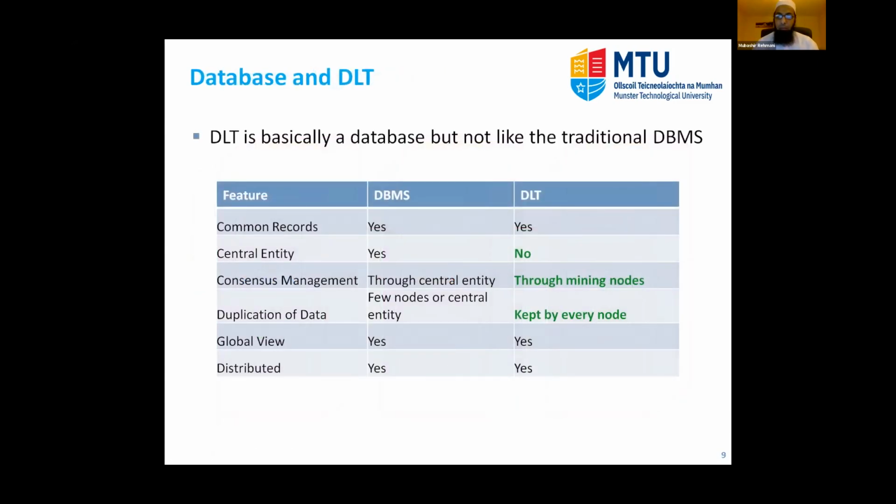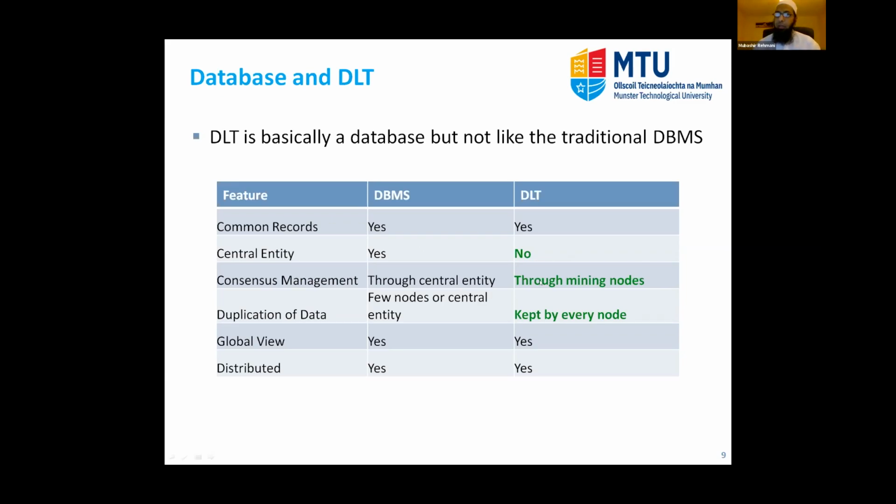So as I was mentioning, blockchain is basically a database, but not like the traditional database management system. There are some common features, and there are some distinguishing features which differentiate blockchain from the database system. Both the blockchain and the database system will have the feature of common records. Both keep the common records. However, when we talk about global view and distributed nature, both can have these features. But in terms of a central entity, there will be no central entity in a blockchain system. However, generally speaking, in database systems, there is a central entity. Although there are distributed database systems, again, the notion of centrally controlling the database is present there.